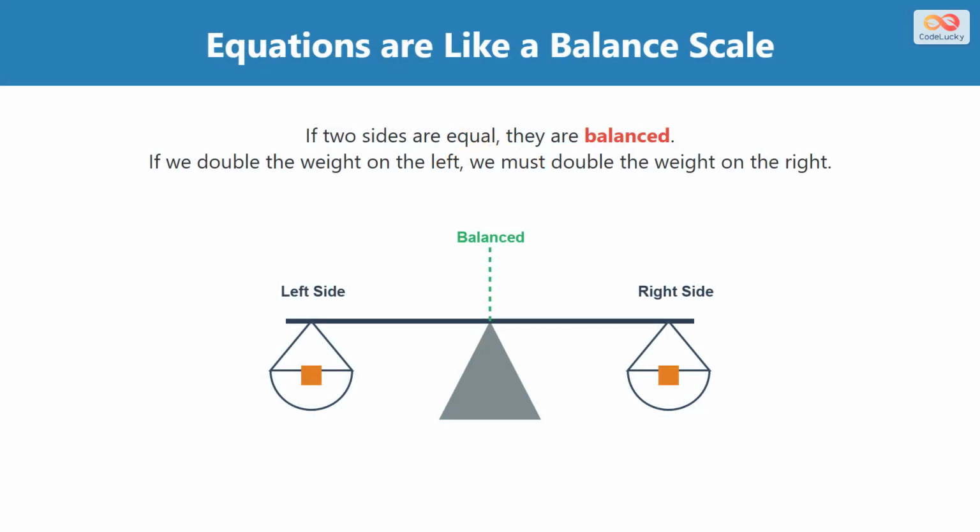Think of an equation like a balance scale. If the left side weighs exactly the same as the right side, the scale is balanced. If we have a certain amount of weight on the left and an equal amount on the right, everything is stable. But if we change the weight on one side, we must change it on the other to keep it level.